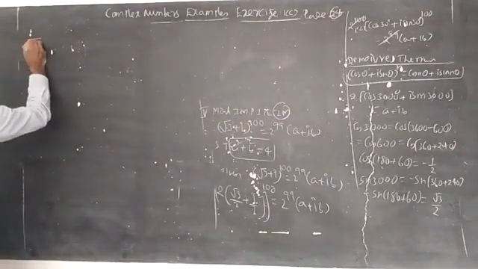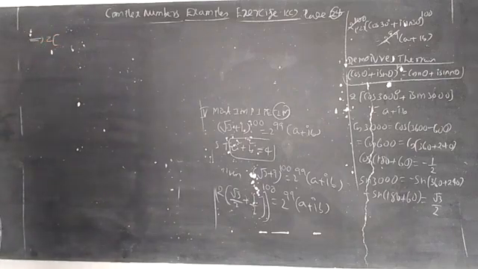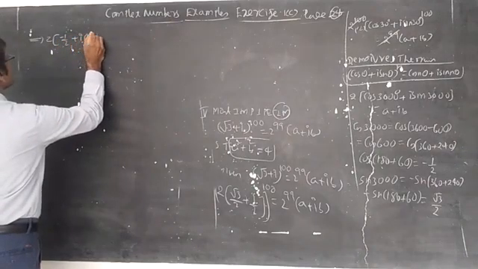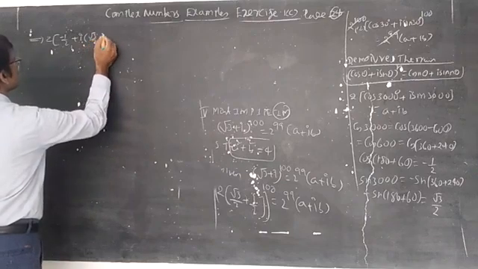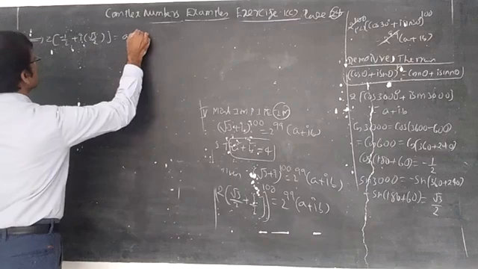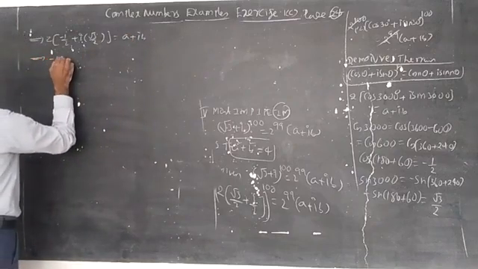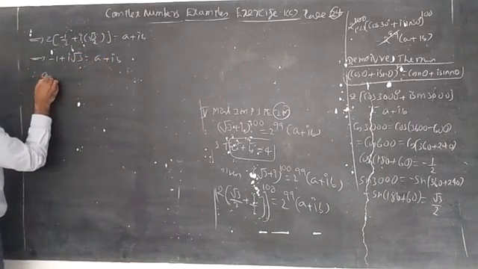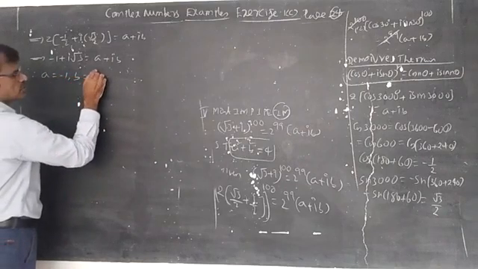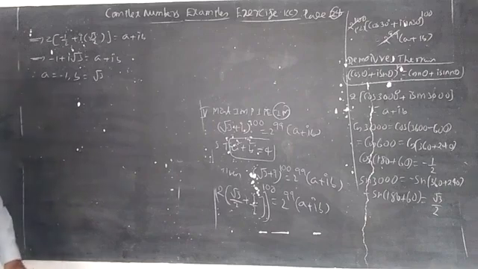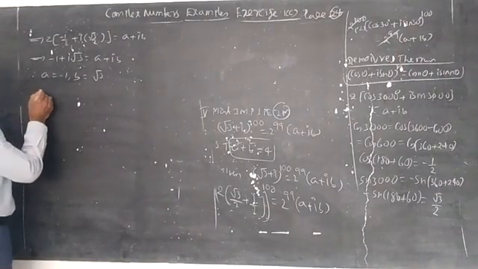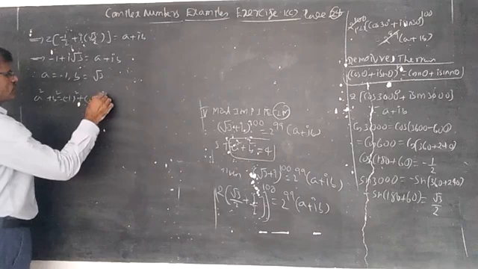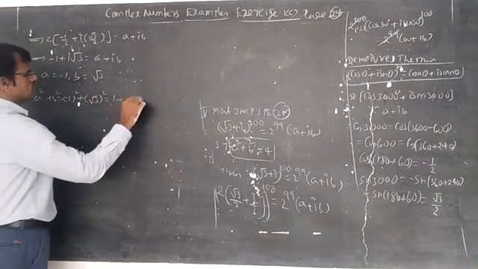That implies 2 into cos 3000, we got minus 1 by 2, plus i into sin 3000, we got root 3 by 2, is equal to simply a plus i b. That implies minus 1 plus i root 3 is equal to a plus i b. Therefore, a is equal to minus 1, b is equal to root 3. He is asking a square plus b square. So a square plus b square is equal to minus 1 whole square plus root 3 whole square, that is equal to 1 plus 3, 4. It is r.